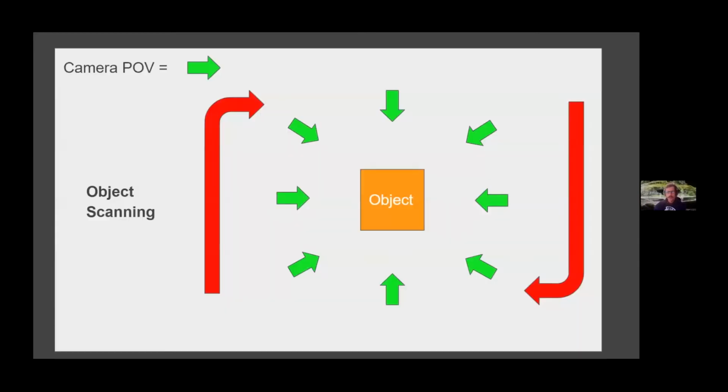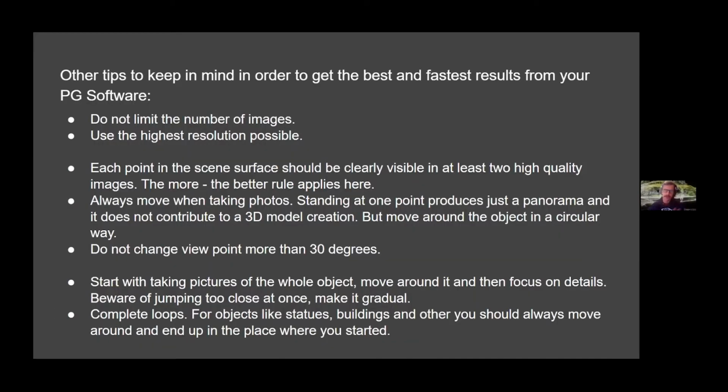And this is the last wall of text. Yes, the last wall of text we have to go through. So other tips to keep in mind in order to get the best and fastest results from your photogrammetry software: do not limit the number of images, use the highest resolution possible. Sometimes even DSLR cameras, if you're photography folks out there who know how to use a camera, all the better, but I'm going to teach you just guerrilla tactics using a mobile phone. I think it's just what you usually have on hand.